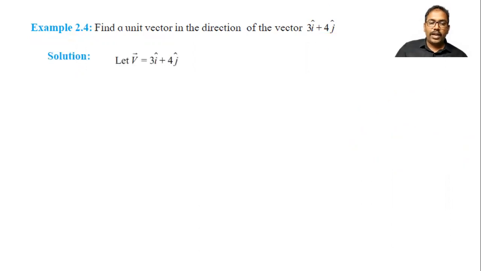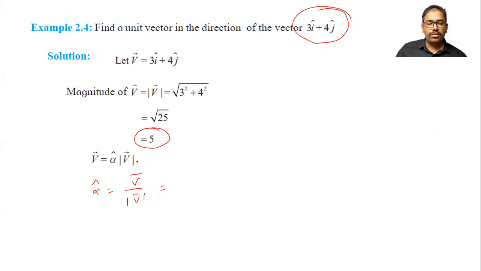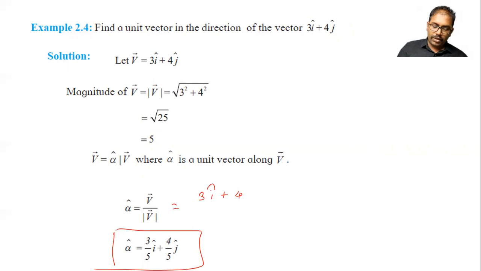Now let's see here. I name this vector as v bar. Then the magnitude of this is the root of 3 square plus 4 square, so it is coming 5. Then the unit vector, alpha cap, is the vector divided by its magnitude. You can use a, b, c, anything. So the vector is 3i cap plus 4j cap divided by 5. So this is the answer for the unit vector.